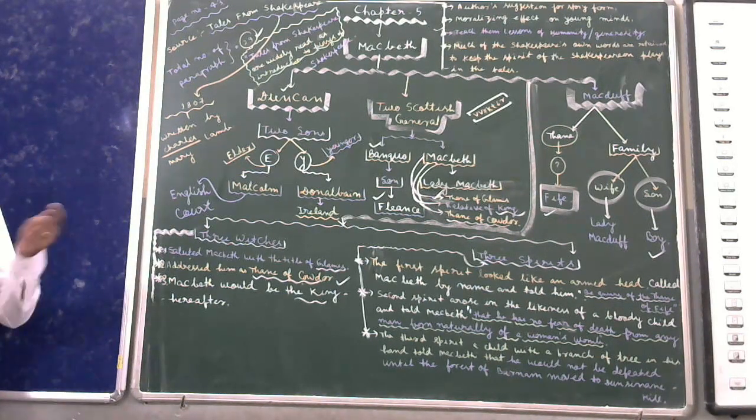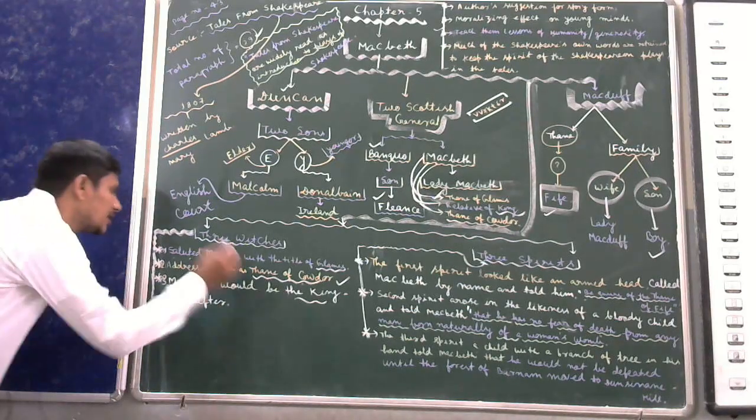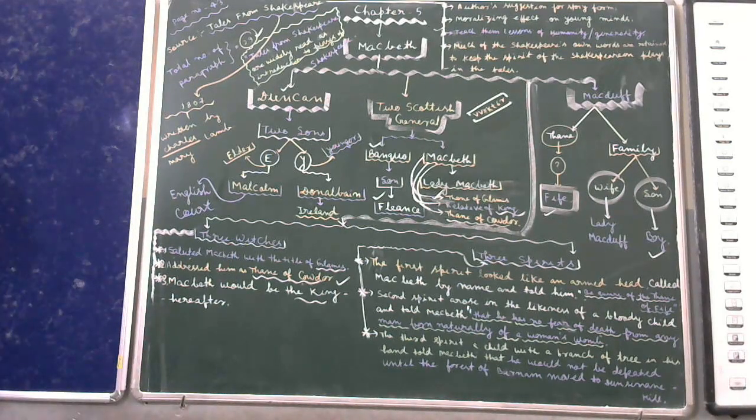comes the news that the king had made Macbeth Thane of Cawdor. The king had made Macbeth the Thane of Cawdor. It means the prediction of the second witch comes true.